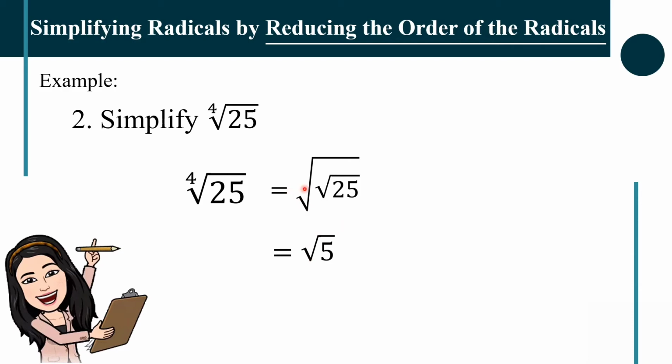So, therefore, our answer is the square root. Ito po yan. Kinopya lamang natin yung outside. And then, anong nangyari kay square root of 25? Ito na po siya, 5. So, therefore, the simplest form of 4th root of 25 is equal to the square root of 5.